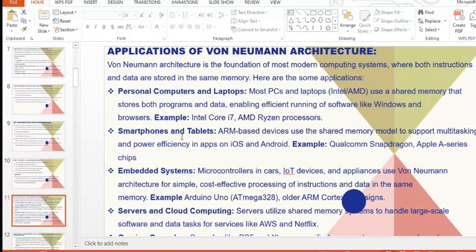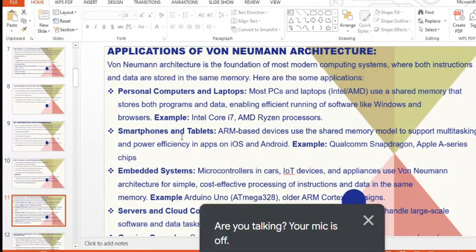Then we talk about the smartphones and the tablets. Of course, you have the ARM-based devices that use what we call shared memory to support multitasking and power efficiency in apps like iOS and Android. For example, we talk about the Qualcomm Snapdragon and the Apple A series chips.